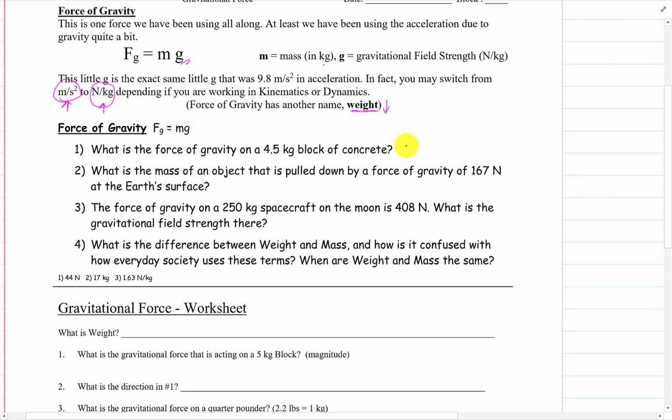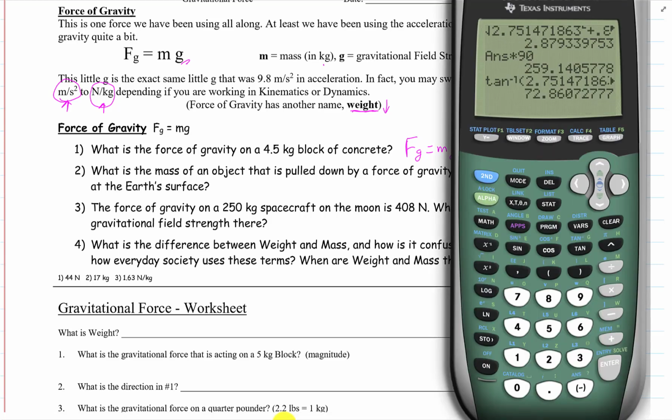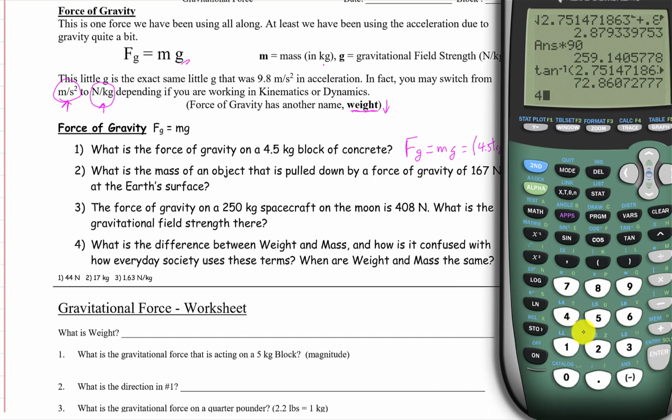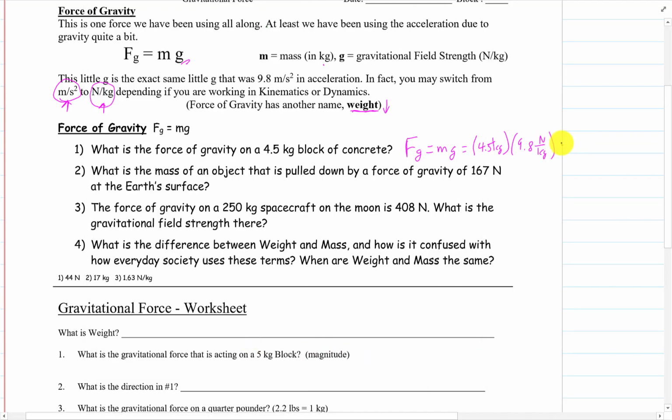What is the force of gravity on a 4.5 kilogram block? Force of gravity is equal to mg, which is 4.5 kg times 9.8 newtons per kg. Even if you wrote down meters per second squared here, it would be fine. Pull up Mr. Calculator. 4.5 times 9.8, and we get 441. So the force of gravity on this 4.5 kilogram object is 441 newtons. That's its weight. That's how much it weighs.